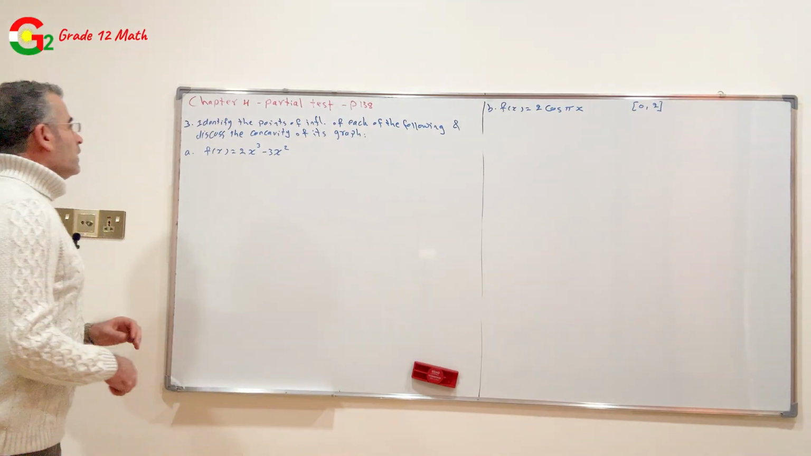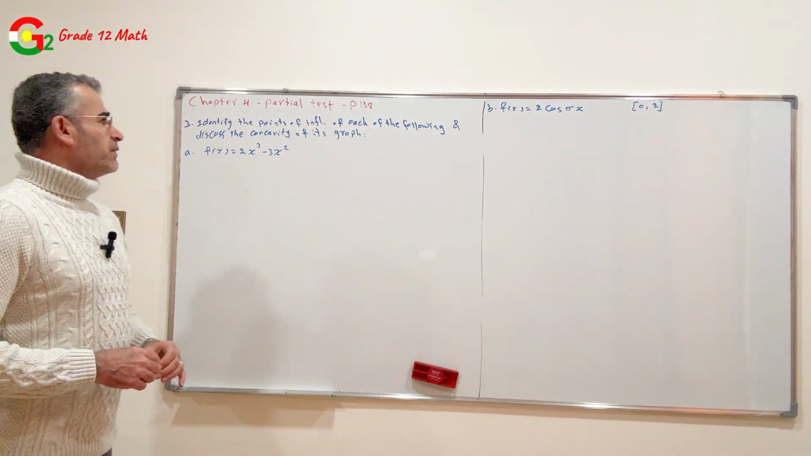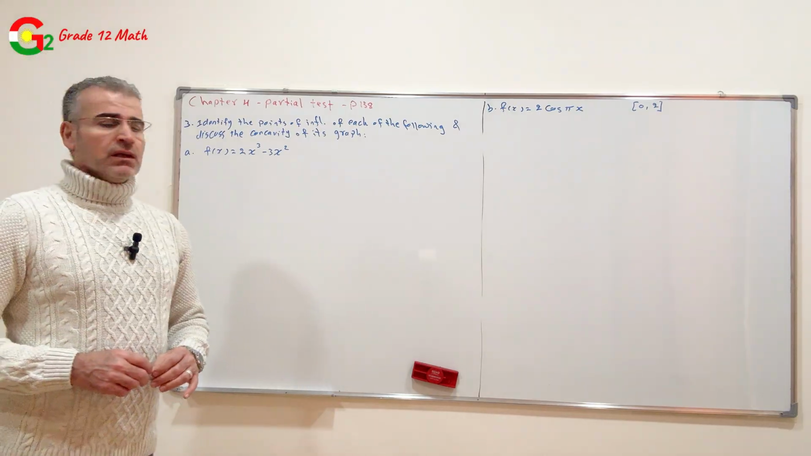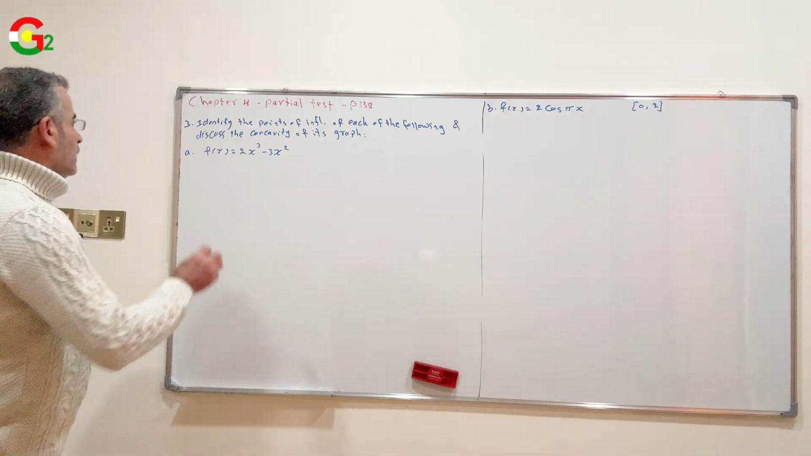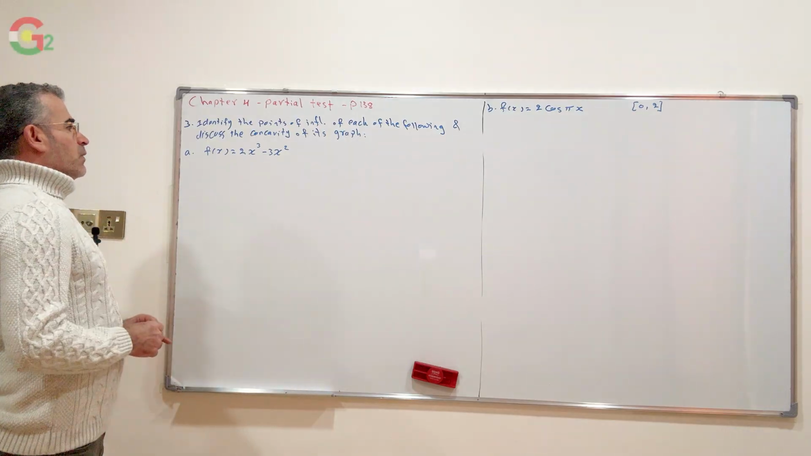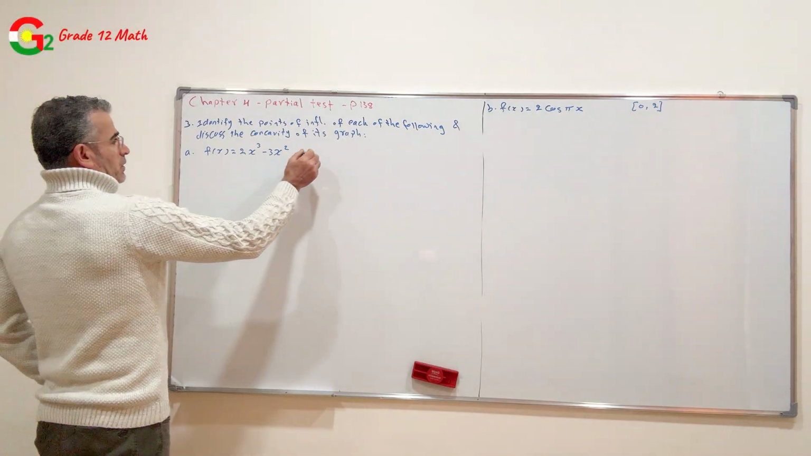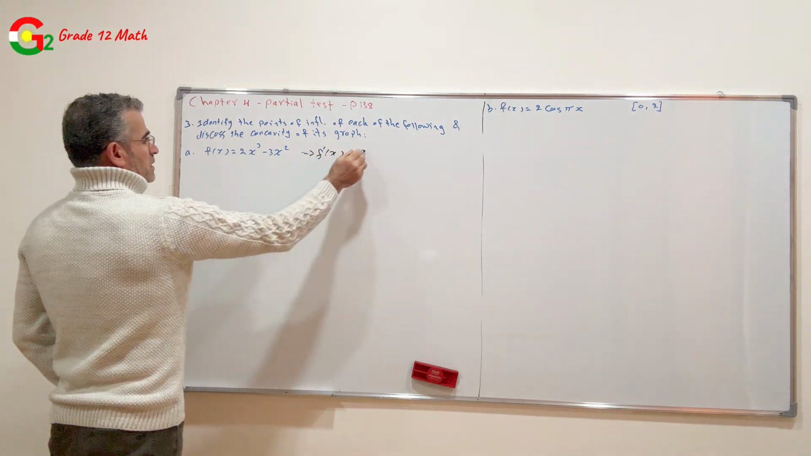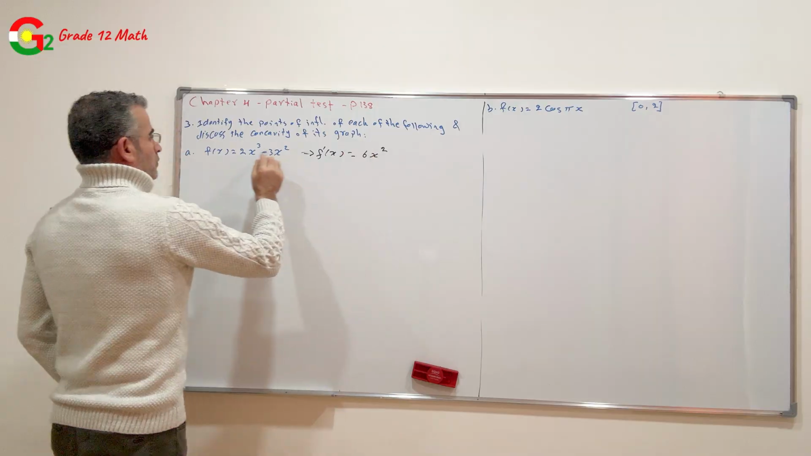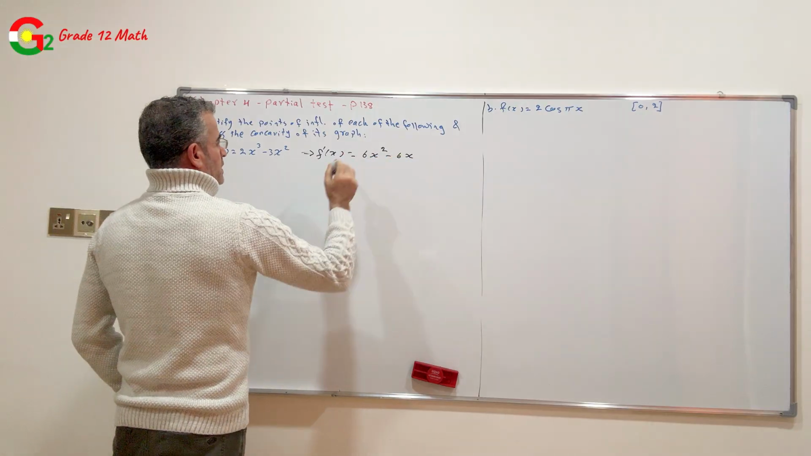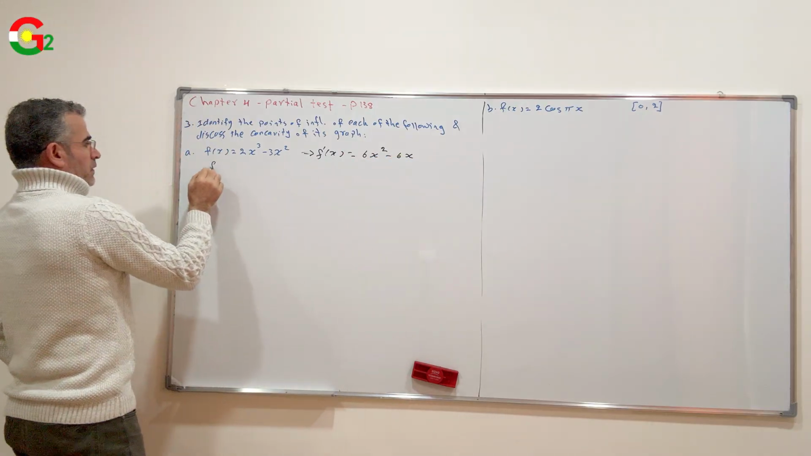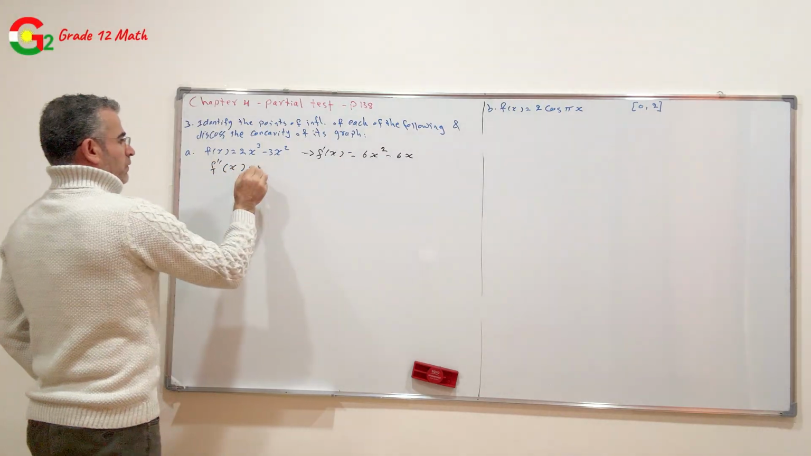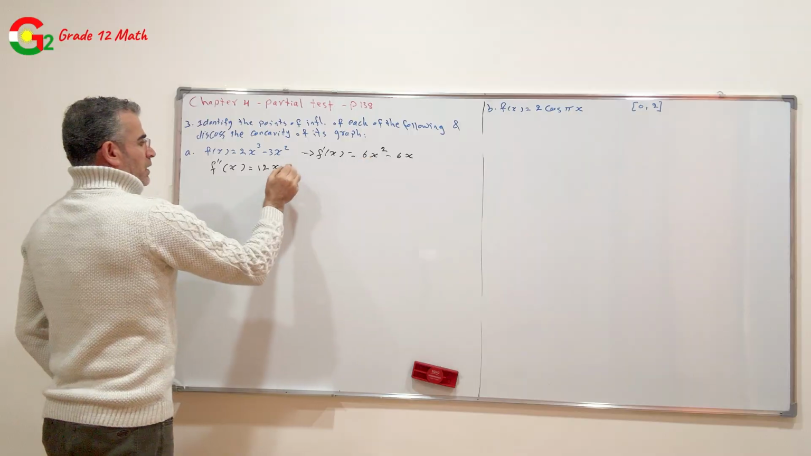Question number 3. Identify the points of inflection of each of the following and discuss the concavity of each graph. F of x equals x power 3 minus 3x power 2. The first derivative, f prime of x equals 6x power 2 minus 6x. The second derivative will be f double prime of x equals 12x minus 6.